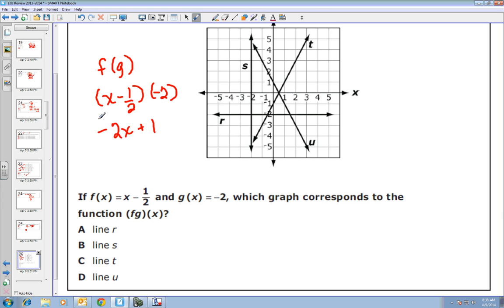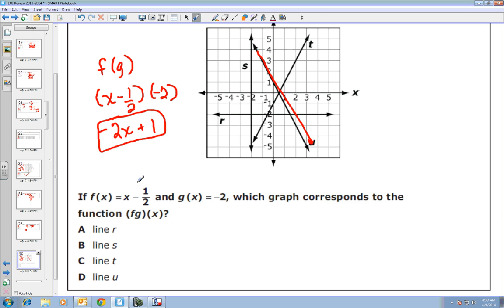So then what they want me to do is graph this and see which one of these lines matches up. Okay, so that was pretty easy. Multiply the two equations together, graph it, see which one matches up. Can you tell without looking in your calculator which of these lines is going to represent this equation? It's going to cross the y-axis at 1 and it has a negative slope. So it has to be this line.